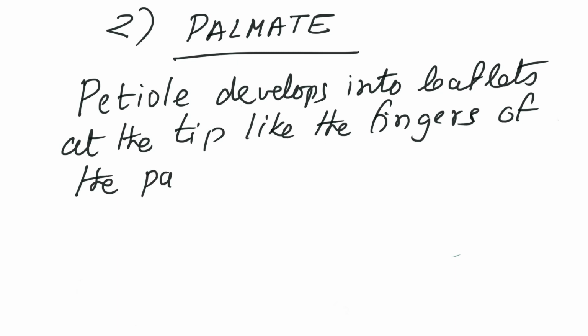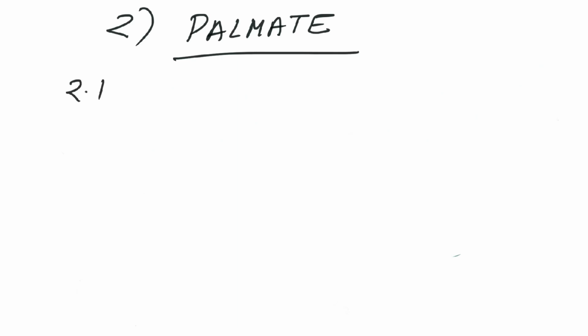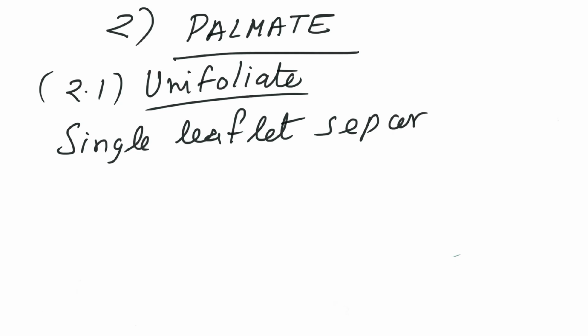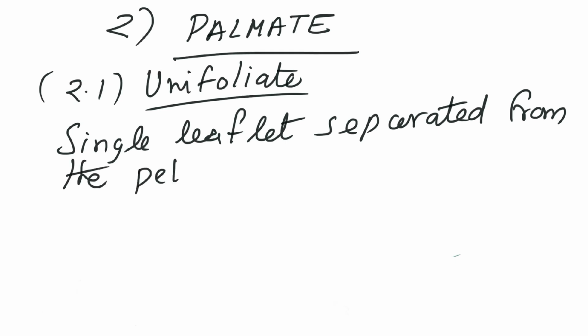Note that point. It's because of this kind of development we call it palmate, and naturally palmate also has some interesting subdivisions, quite similar to what we discussed in pinnate. Here also we are dealing with how many leaflets, I mean the axis on which the leaflets are developing, and that's how the divisions are classified here also. So starting with unifoliate. Unifoliate basically means it's a single leaflet separated from the petiole by a constriction.